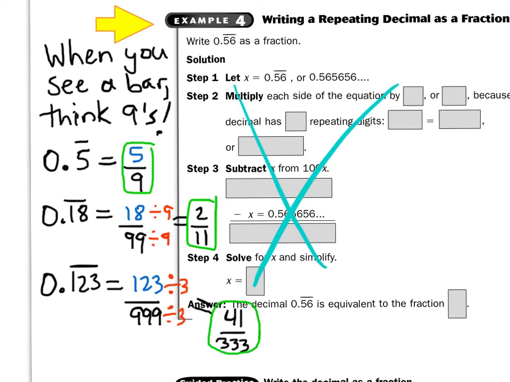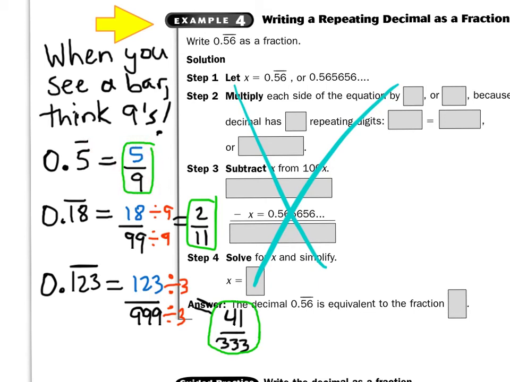Let's say I gave you 0.5 with a bar over the 5 only. Well, anytime I see the bar, I put a 9 in the denominator of the fraction. See how there's only one number repeating? I only put 1 9. And then I just grab the number that's repeating and put it on top. So 0.5 with a bar over it is the exact same thing as 5 over 9.